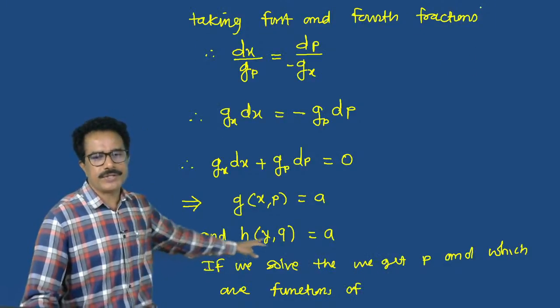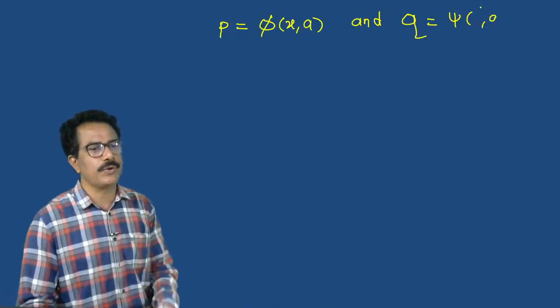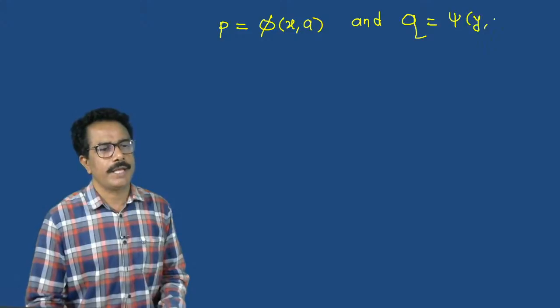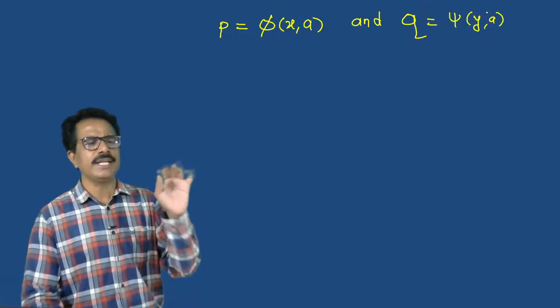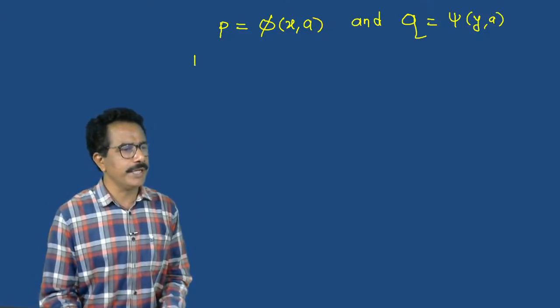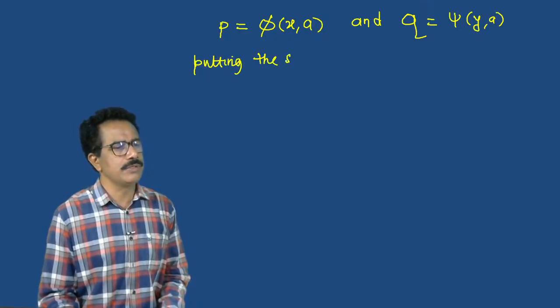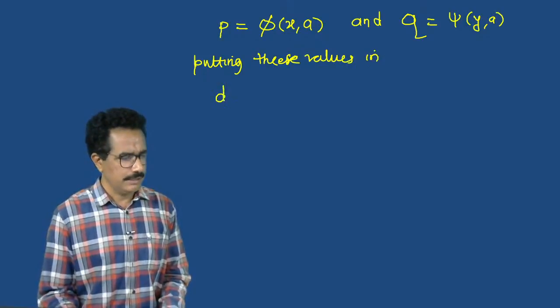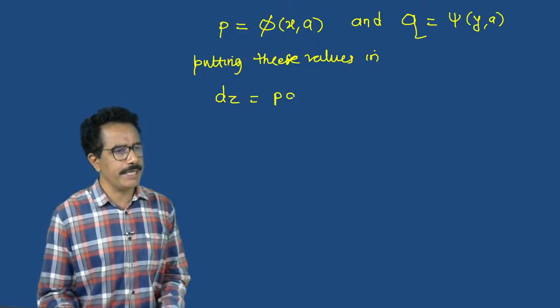Q is again a function of y comma a. So we can write y comma a. If you have any doubt, then you can ask. Therefore, putting these values in dz is equals to p dx plus q dy.